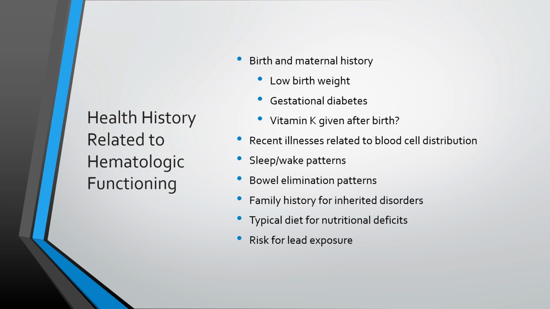Recent illnesses related to blood cell distributions. What are their sleep-wake patterns? What are their bowel patterns? Family history, typical diet, or risk for lead exposure. So as we're looking at all of these, you should be thinking about if they have risk for lead exposure, then what are they more apt to have, right? And it's that lead poisoning. So all of these health histories can help us determine hematological function.